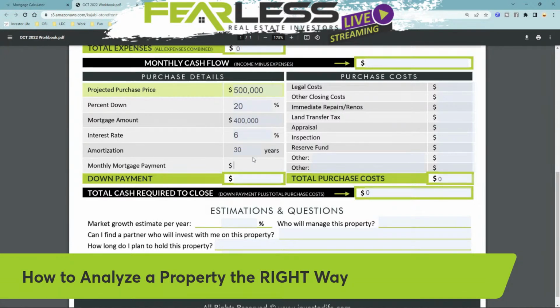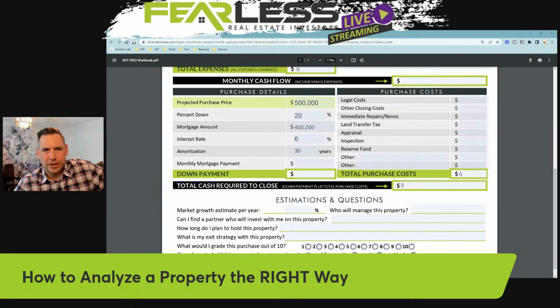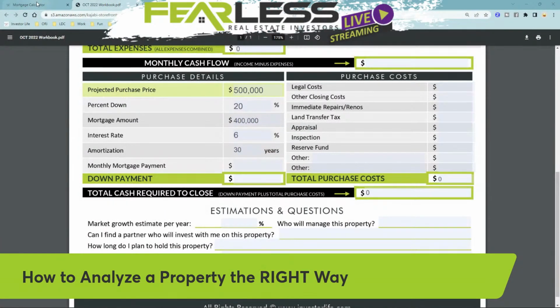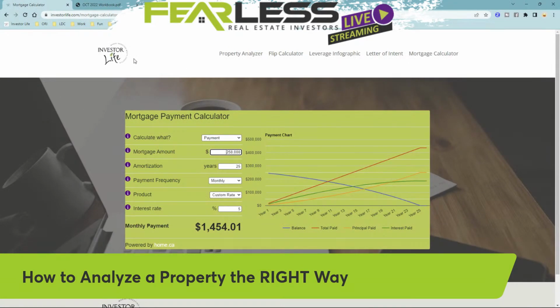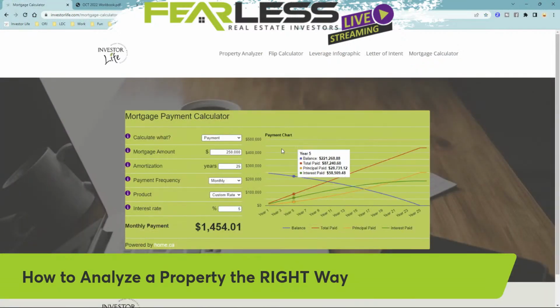Now, the next thing you're going to notice here, guys, is what is the mortgage payment? How do we figure this out? Where do we go to figure out our mortgage payment? Let me show you. An easy place to save in your bookmarks, guys, is the mortgage calculator at investorlife.com. So save this in your favorites. You come to our website, investorlife.com, you go to your toolkit, and you use the mortgage calculator. It's as simple as that. We put in the number here of 400,000. That's our mortgage amount.